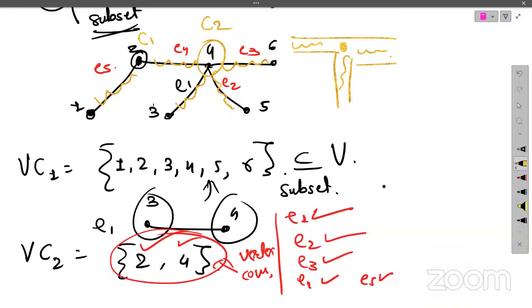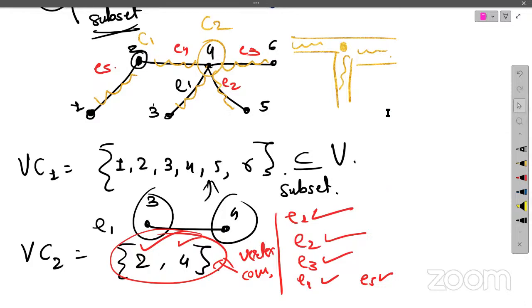So here, if you put one CCTV camera at vertex number 2, you will cover these two corridors. If you put one camera on vertex number 4, you will cover the rest of the corridors. Okay, so such kind of subsets are known as a vertex cover. Is that clear?